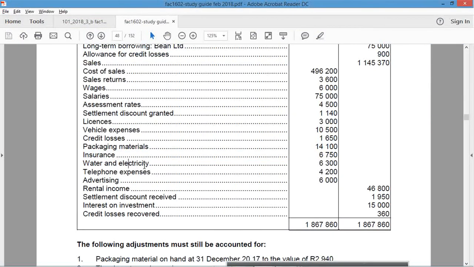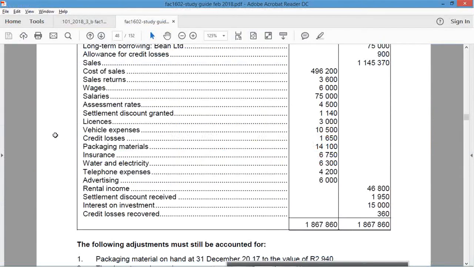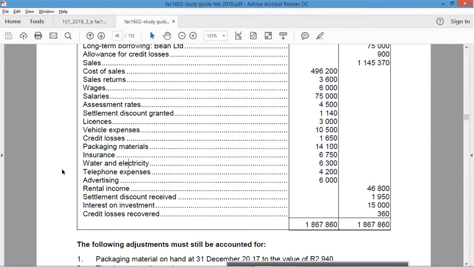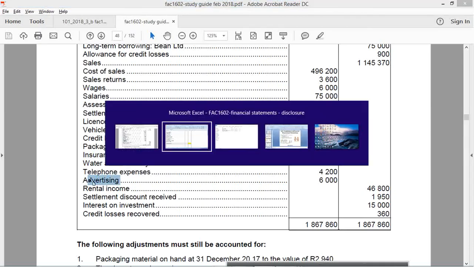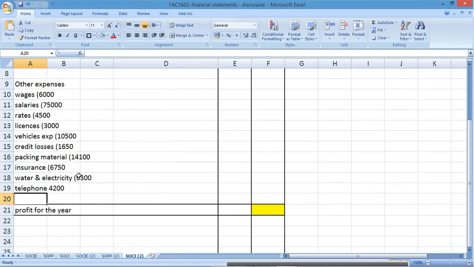Okay, the water and electricity 63. The insurance, not insurance, the telephone 42. Yes. And then you've got advertising. No, yeah, we did telephone. Yes. Advertising 6,000.